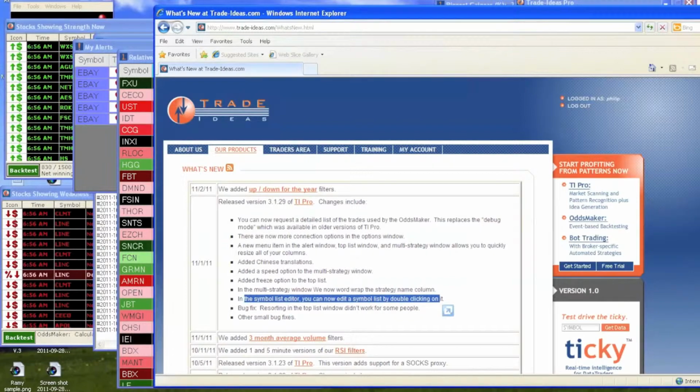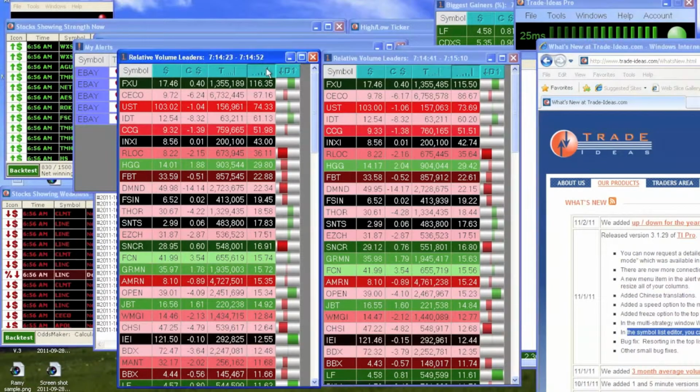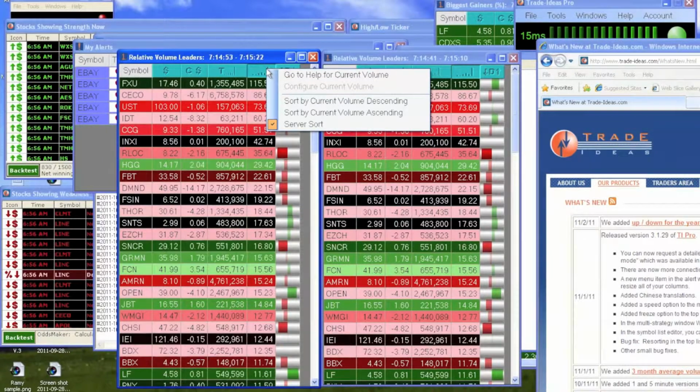We looked at the resorting a couple of times. Does that make sense? Let's take a look. This says server sort. What that means is that in the config window, I told the server that this is the column that I care about.